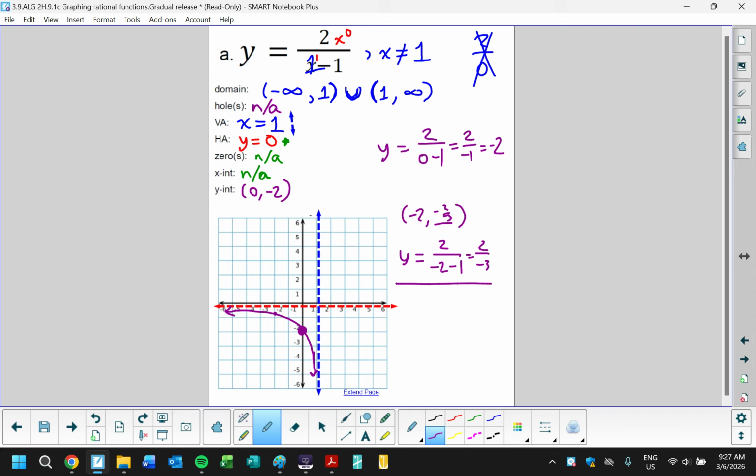Let's go ahead to the right. Always test a point on the right. So let's go with 3. When we input 3, what would our output be? So we put in y equals 2 over 3 minus 1. When x is 3, y equals 1. You can put in more values if you want, but no calculator is going to be allowed on the quiz, so you might as well pick nice values.